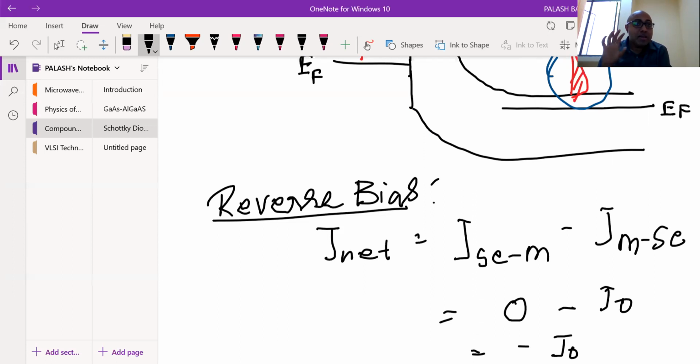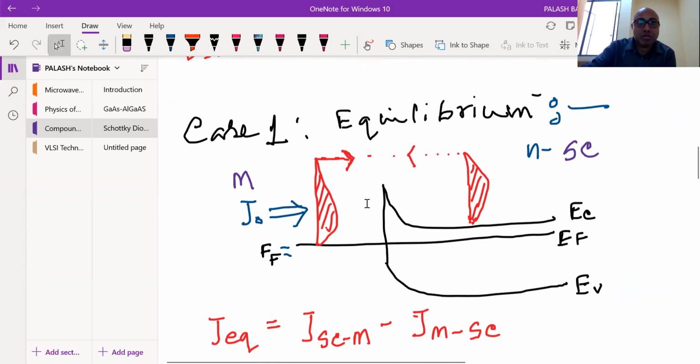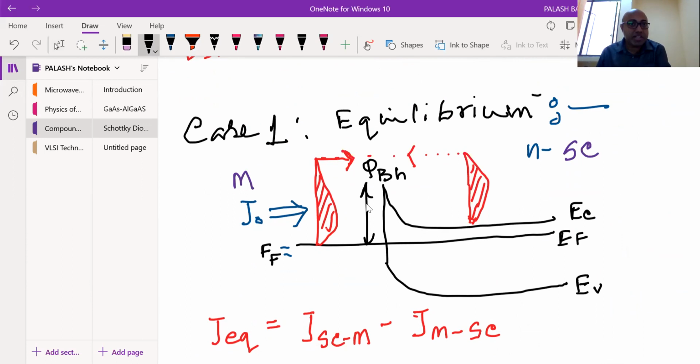The sound part is that the φN value is not changing. Look at this very carefully. Here, this value is nothing but φN. This φN value is independent of voltage, and that is why reverse saturation current doesn't depend on voltage. Because the reverse saturation current, which is called J0, depends on φN, and φN doesn't change. So you will always get a constant value J0.